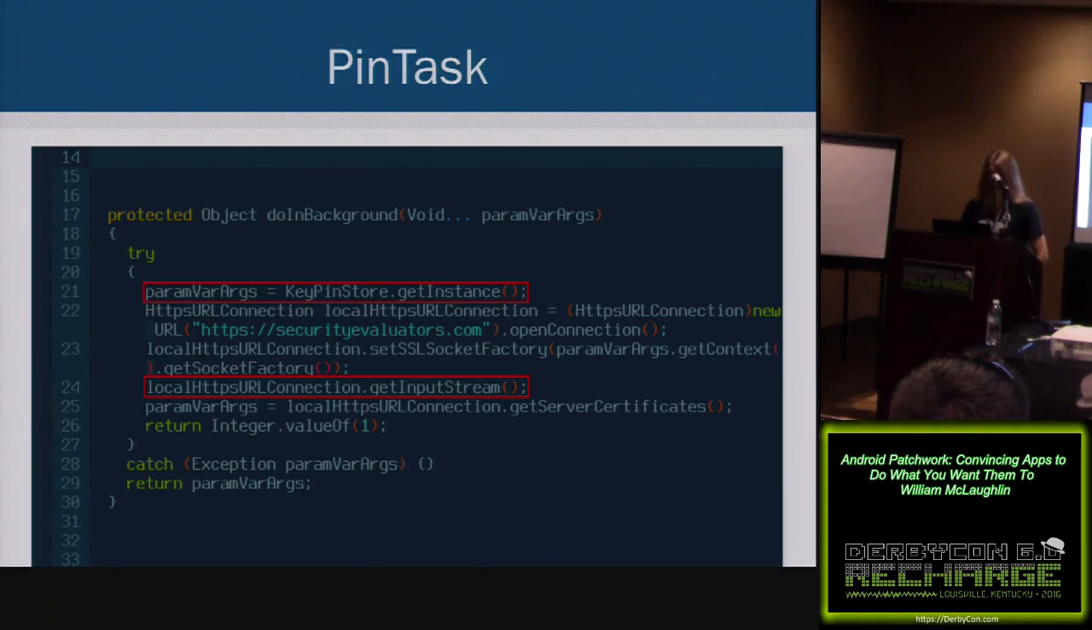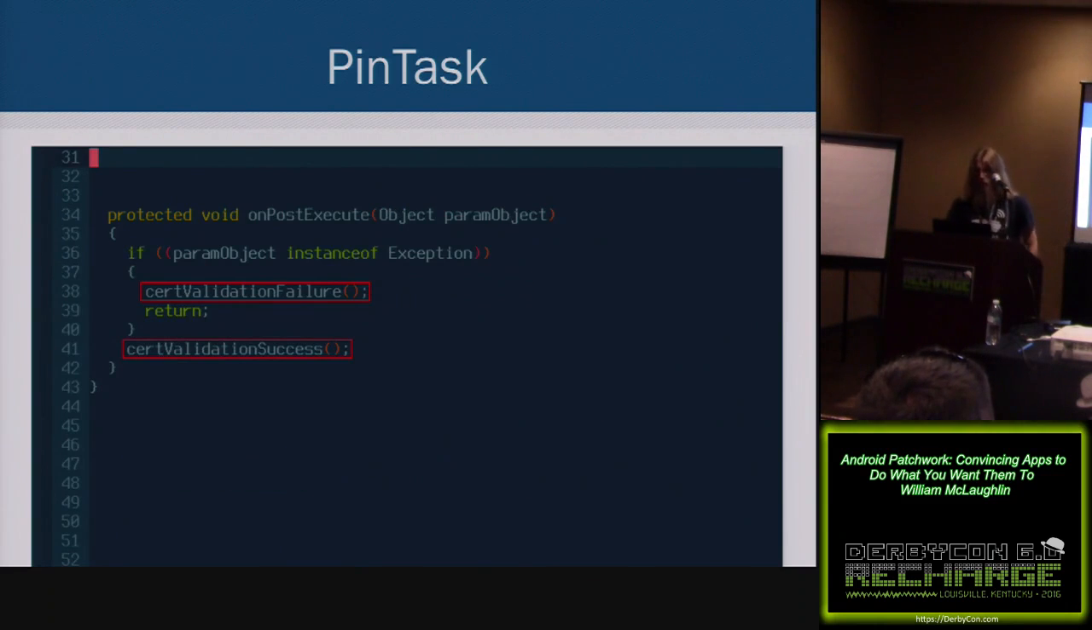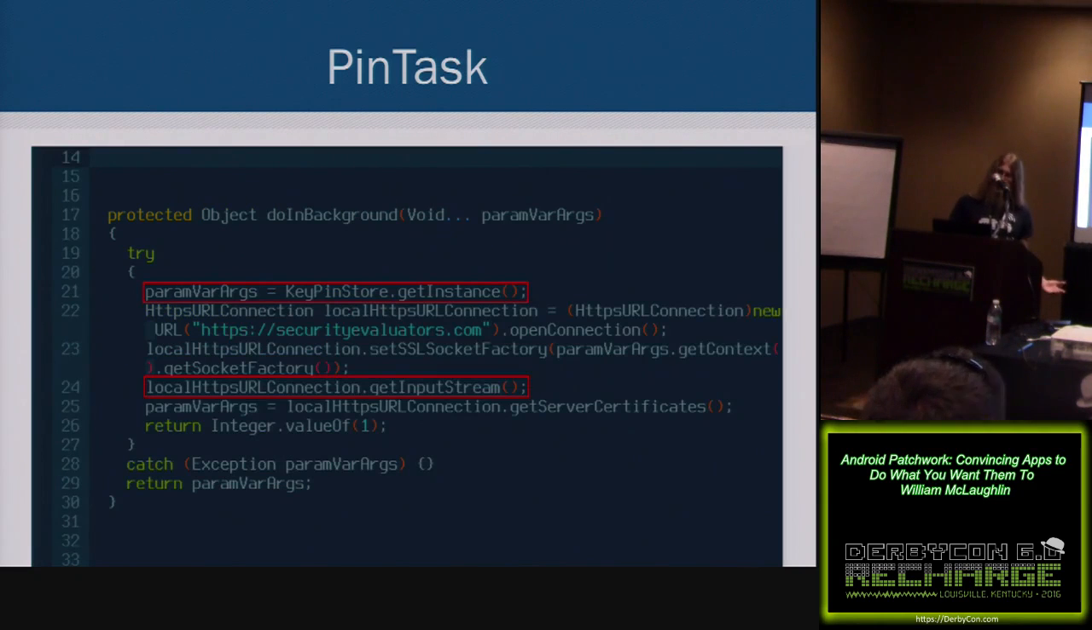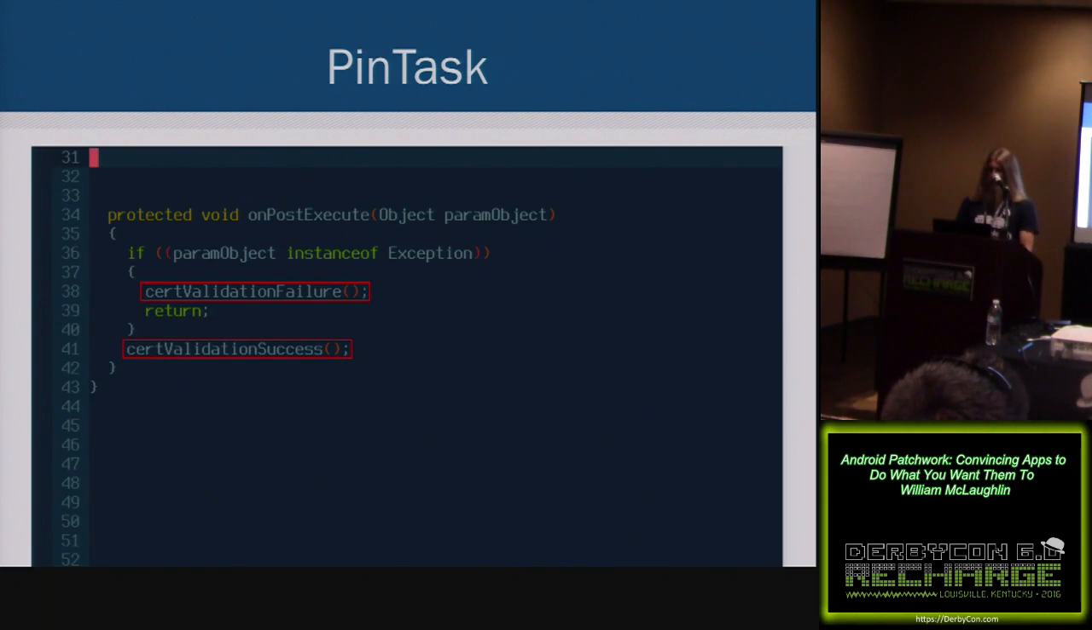So when I say return, what happens is this return value is sent to another function called onPostExecute. This function is automatically run after the async task completes what it needs to do. So either the exception or the integer comes into this function, and one check happens. Is this an exception? On line 36. If it is, a function called cert validation failure is going to be called. If it is not an exception, for example, if it's an integer with value 1, cert validation success is going to be called.